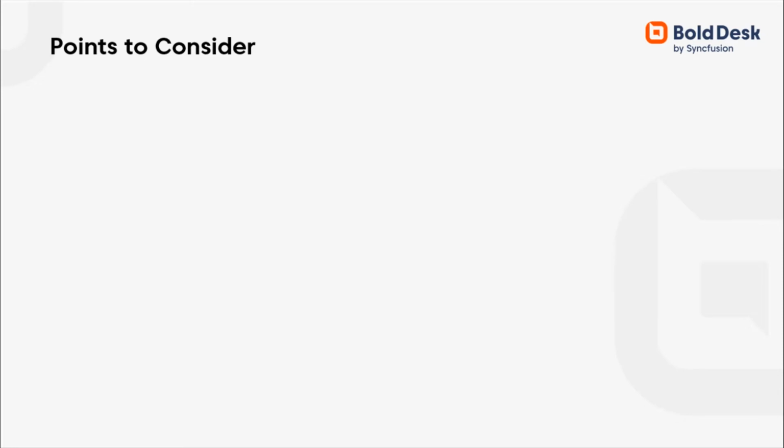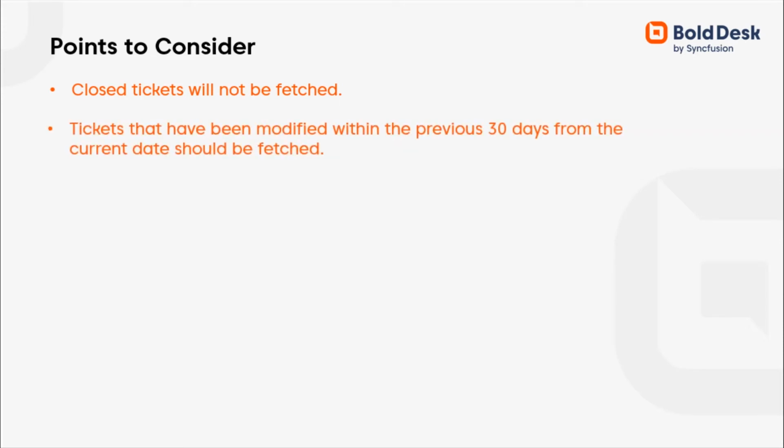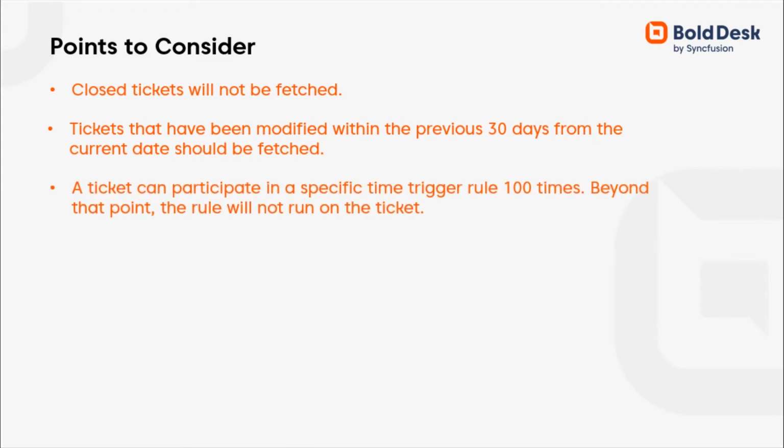Finally, let's see some points you need to keep in mind when creating time trigger rules. Closed tickets will not be fetched. Tickets that have been modified within the previous 30 days from the current date should be fetched. A ticket can participate in a specific time trigger rule 100 times. Beyond that point, the rule will not run on the ticket. Tickets should be active and not be spam tickets.